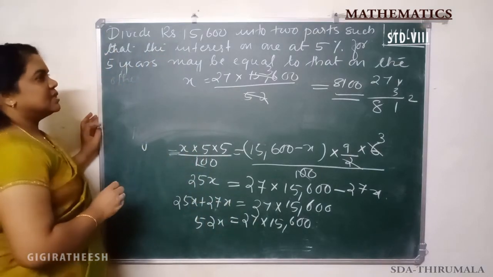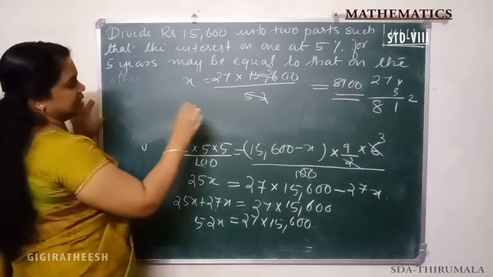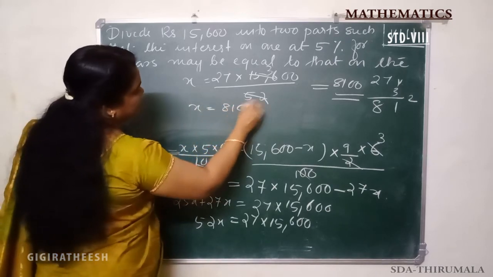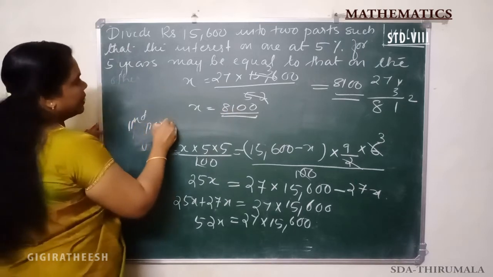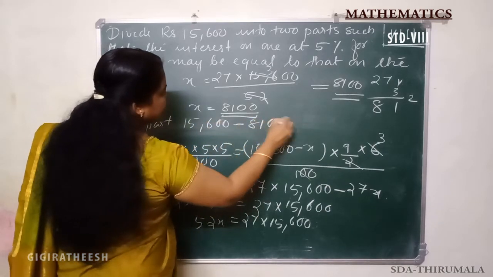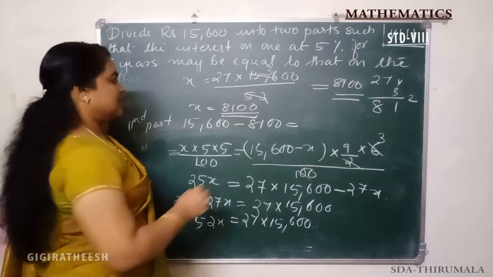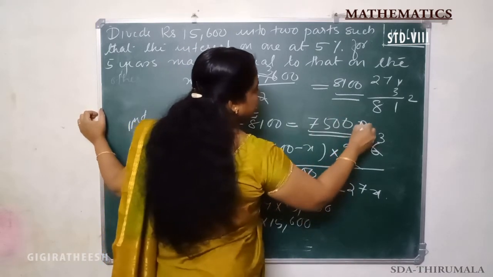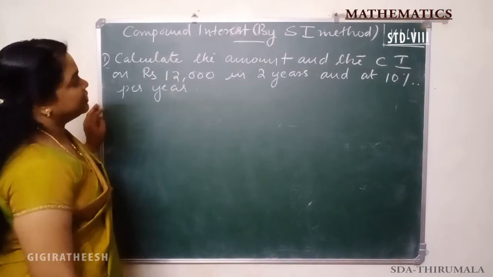The total amount is 15,600 and x is equal to 8,100. And what is the second part? The second part is equal to 15,600 minus 8,100, which is equal to 7,500. 7,500 rupees is the answer. Next subtopic is compound interest.